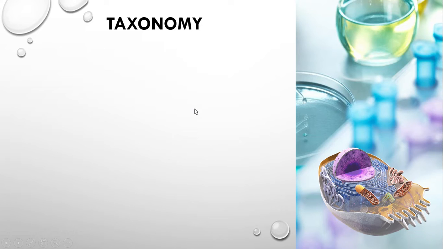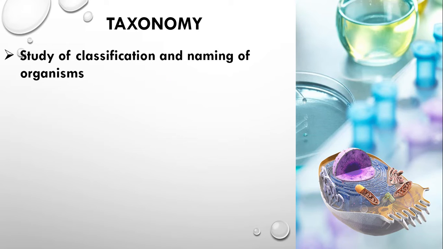Okay, hi students. In part 1 of our discussion, we have talked about the discovery of the cell, the cell theory, the parts of the cell, and also the transport that is happening inside and outside of the cell. Okay, so this time, let us talk about taxonomy. So taxonomy is the study of classification and naming of organisms.